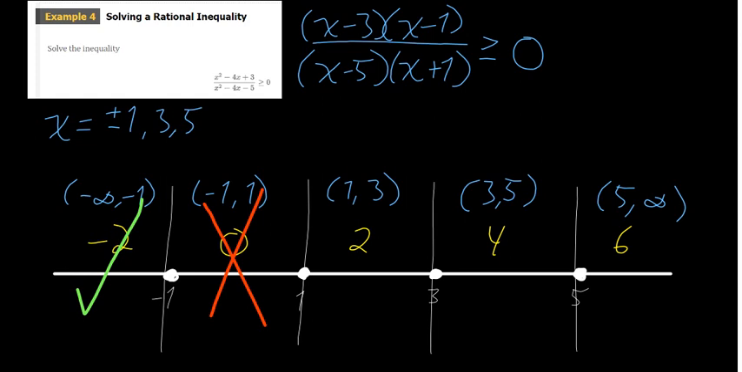Next up we have a 2. We plug in a 2. So this becomes 2 minus 3. So that's a negative, positive, negative, positive. Okay, well now we have a negative times positive is negative in both numerator and denominator. And a negative divided by negative is also a positive, so this tells me that this interval works.